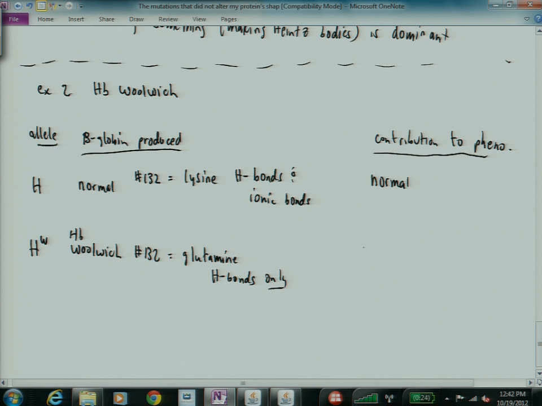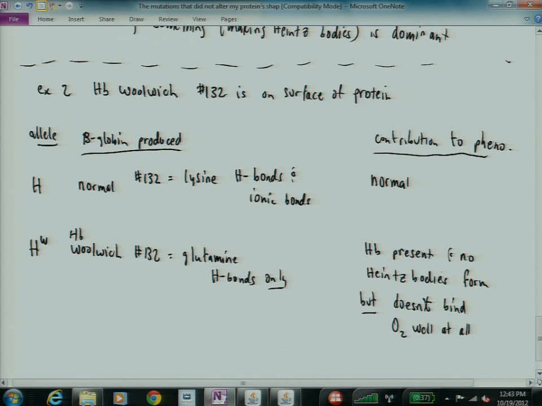So this is a more subtle mutation. The protein's not totally hosed. It's not totally screwed up, right? It's not misfolded and sticky, gumming up the works. It just, for whatever reason, doesn't bind oxygen. It's not quite the right shape, doesn't quite do the right thing. Maybe it binds a little bit of oxygen, but not nearly as much as you need. So people with this stuff are going to be anemic as well.